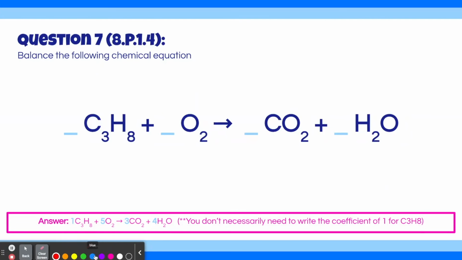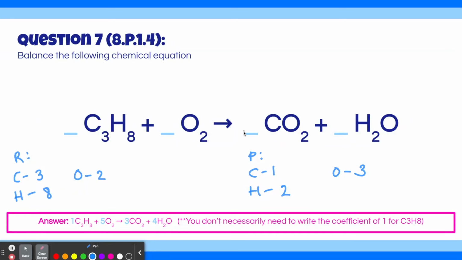So the first thing we're going to do is count the number of atoms of each element we have on both sides of the equation. So in the reactants and in the products. This is especially helpful if you're just starting out with balancing chemical equations. As you get more familiar with the process, you may not have to do this step at all. So in the reactants, we have 3 carbon, 8 hydrogen, and 2 oxygen. And in the products, we have 1 carbon, 2 hydrogen, and 3 oxygen.